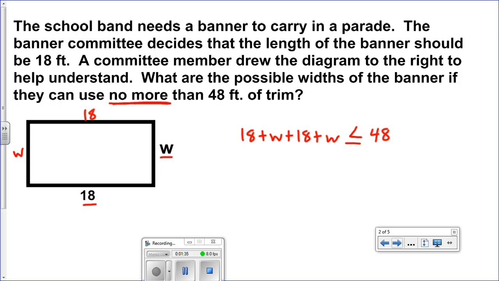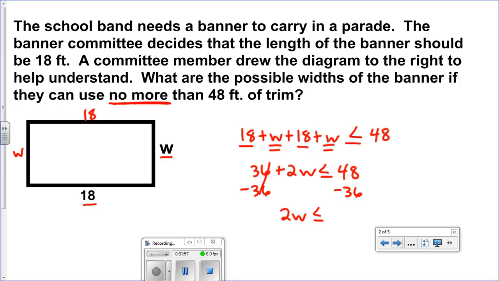Okay, let's combine our like terms. So 18 plus 18 is 36. W plus W is 2W. Now I want to solve. So subtract 36. That gives me 12. Divide by 2.